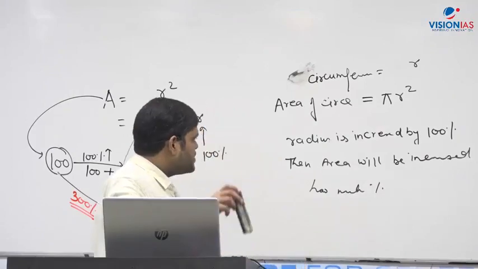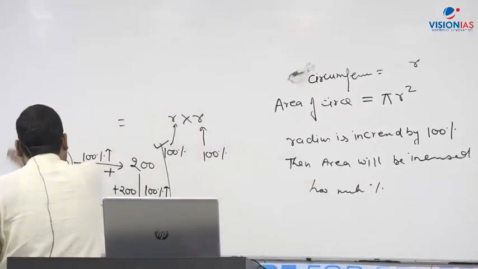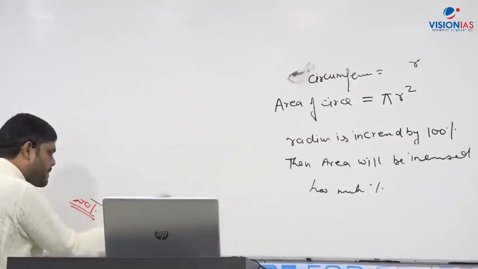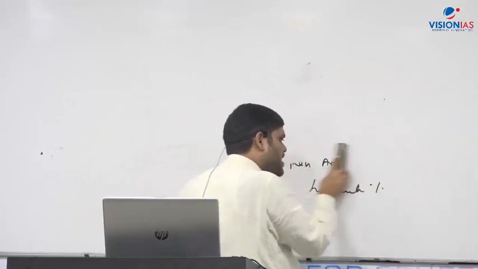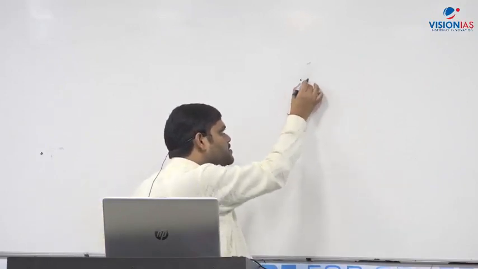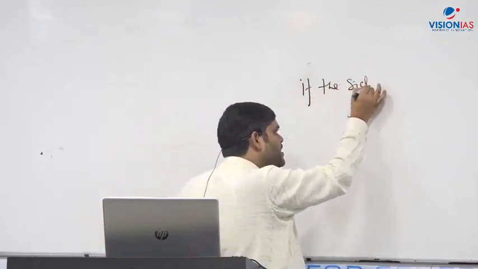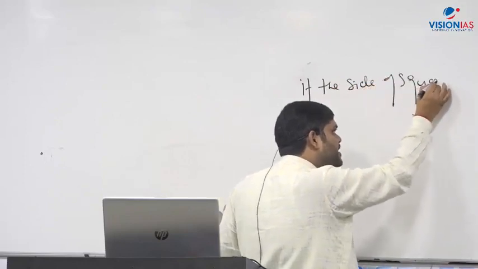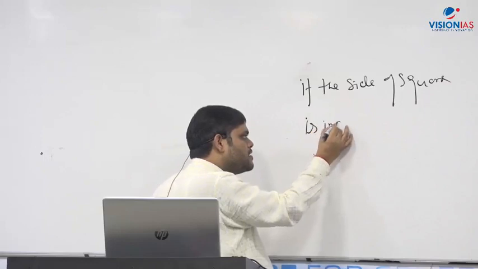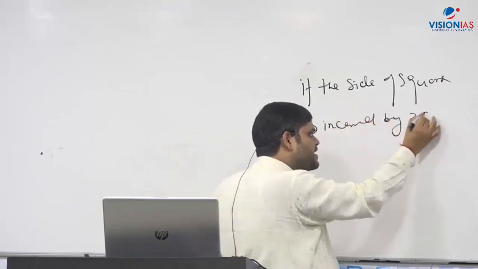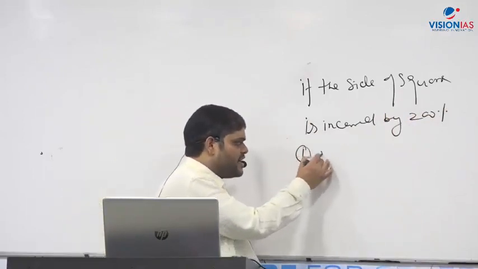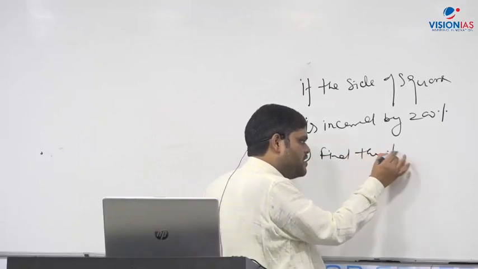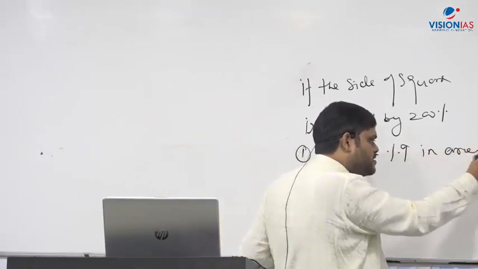Now solve one question. If the side of a square is increased by 200%, find the percent increment in area.